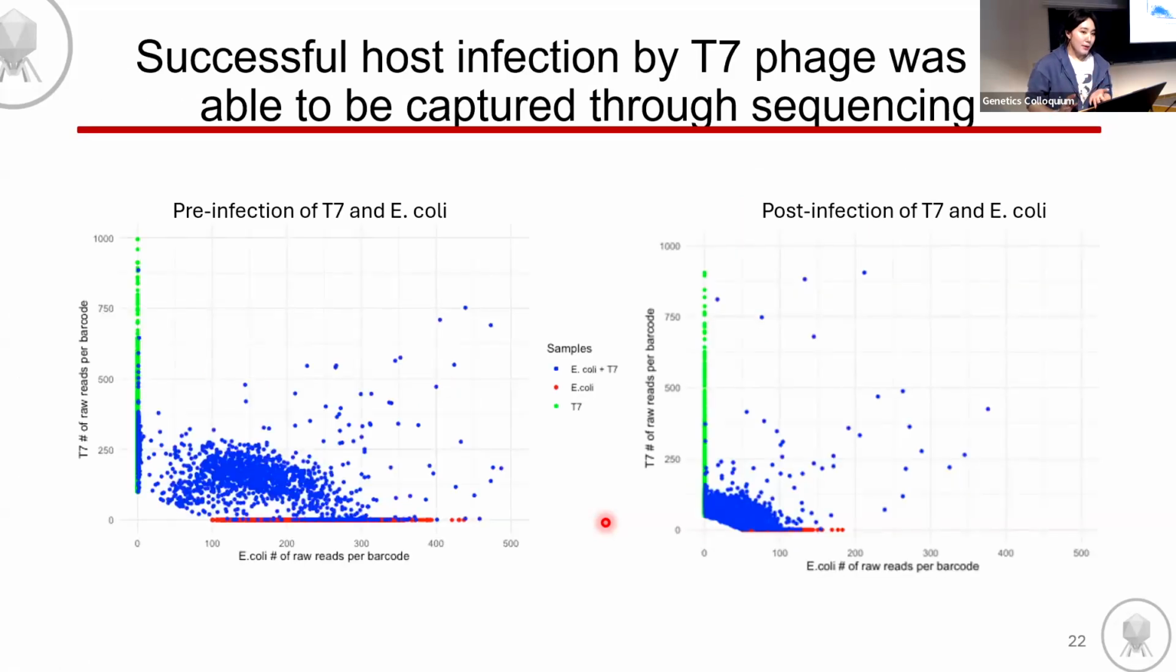But when you see this barnyard plot right here of a pre-infection sample that I did before the phage was able to infect the E. coli and a post-infection sample here on the right, of phages that were supposed to infect E. coli, you could see that there's no abundance of reads going upwards, indicating that the phages were not able to either replicate in the droplets or we weren't able to capture that with sequencing.